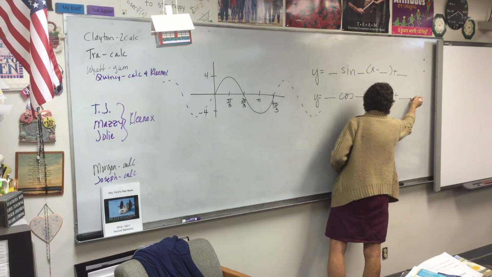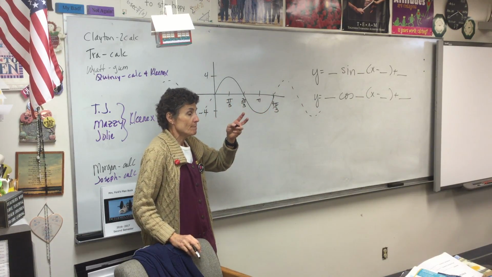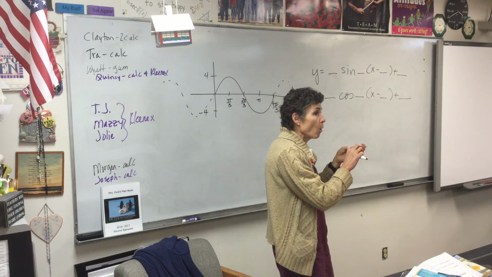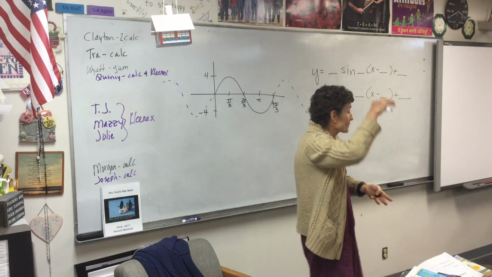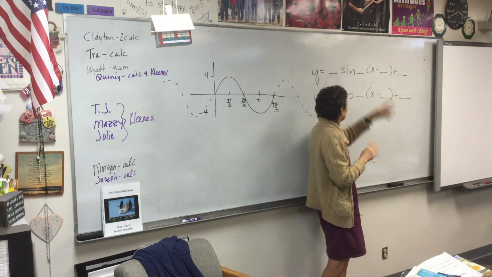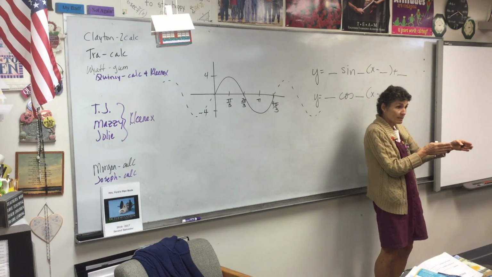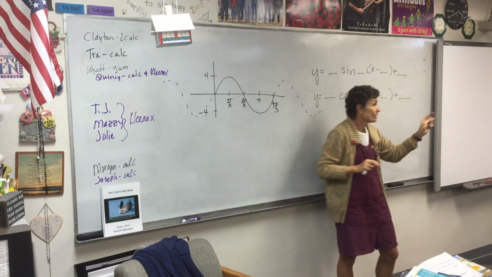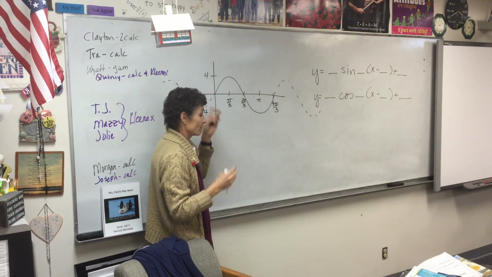And you will notice that I have a bunch of blanks in there. Because when I see a trigonometric equation to graph, there are four things that I can do to the graph. I can change its height by putting a number here, right? I can change its width by putting a number here. I can change its horizontal position by putting a number here. And I can change its vertical position by putting a number here. Everybody in agreement?